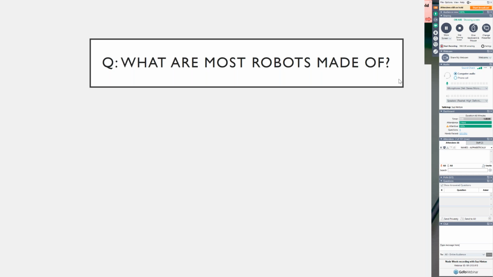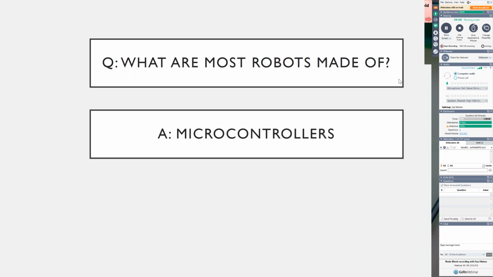I tend to think of 2 things pretty quickly, other than, of course, nuts and bolts and futuristic looking metal. I think microcontrollers, which tends to be the brain of the robot, that's what controls it, and that's what decides on its behavior, essentially. So if we are going to think of robots in terms of likening them to humans, we would say the microcontroller is the brain.